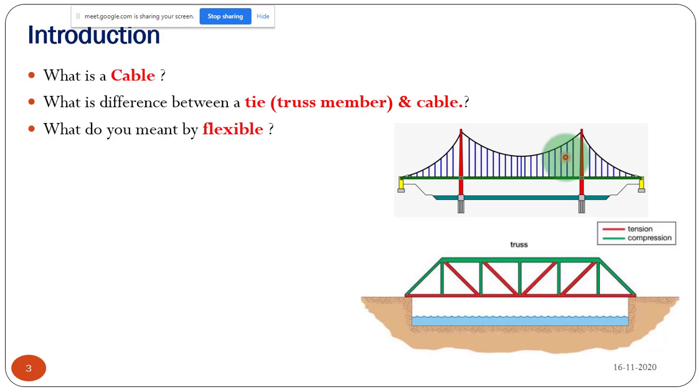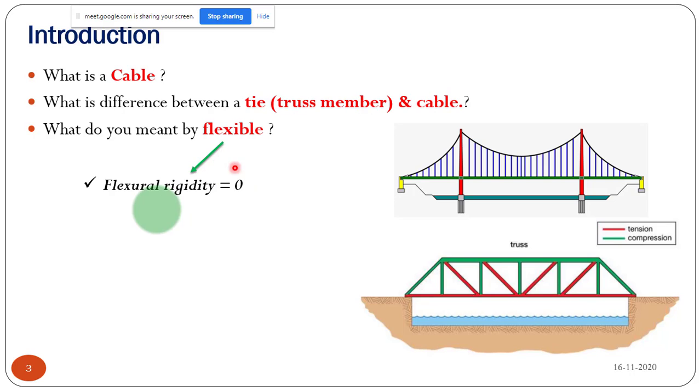We have discussed this in beams also. What do you mean by flexible? The member which is stretchable, yes. Yeah, it is stretchable. So you can say more precisely, flexible means the flexural rigidity is zero.